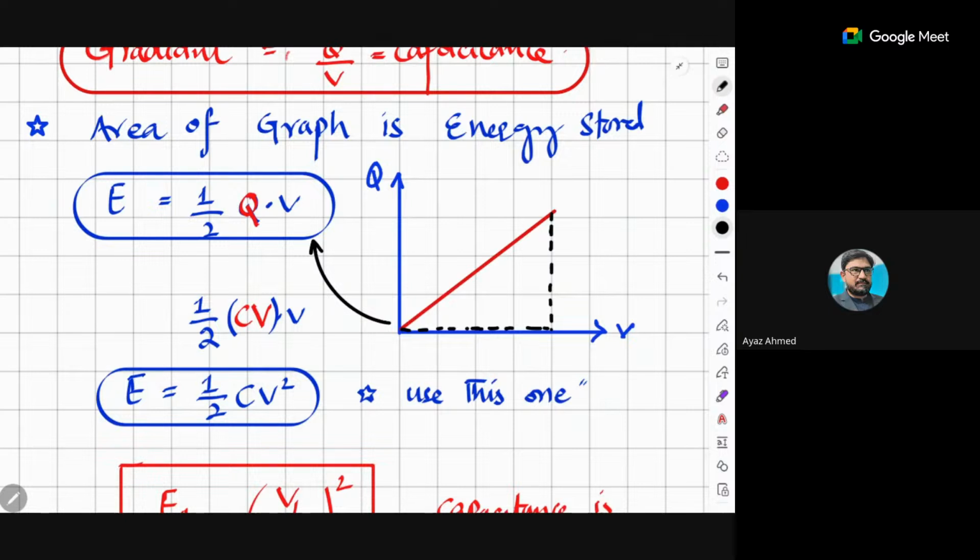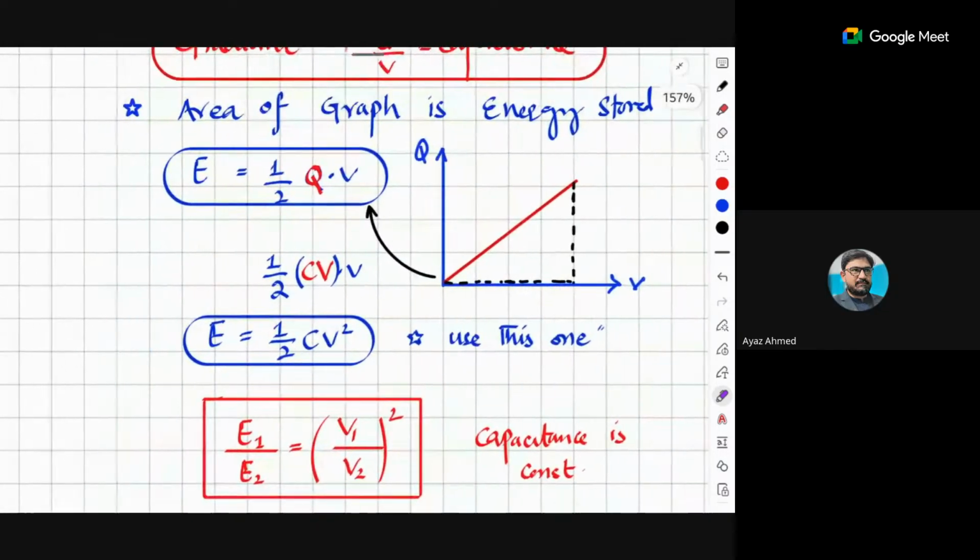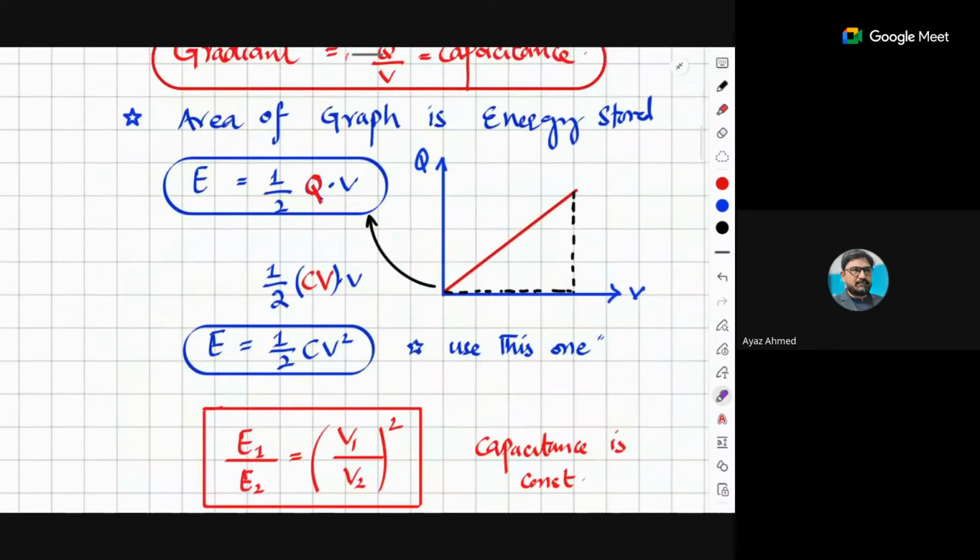And as I told you that Q is equal to CV, that is why I made both of these red: Q as red, and Q is replaced by CV, that is also red. So Q is equal to CV is your graph. So when I say that there are two equations which give you the energy calculation, what are these two equations? Q is equal to CV.